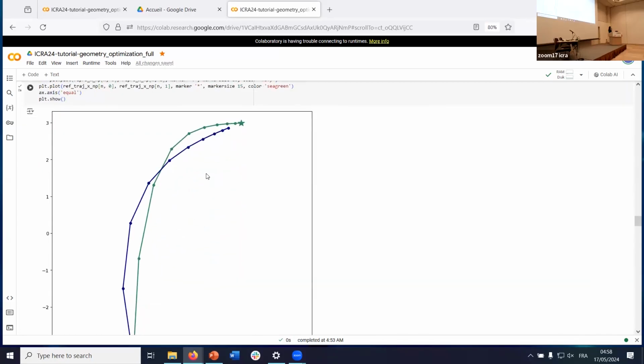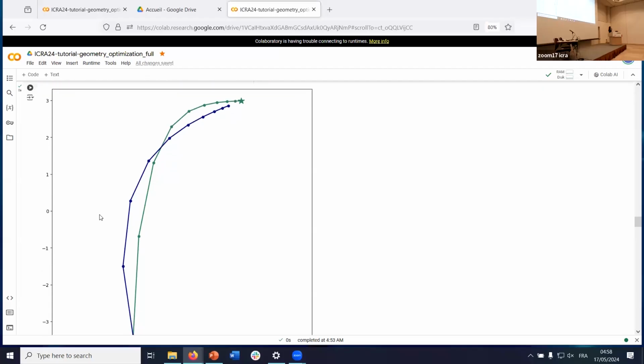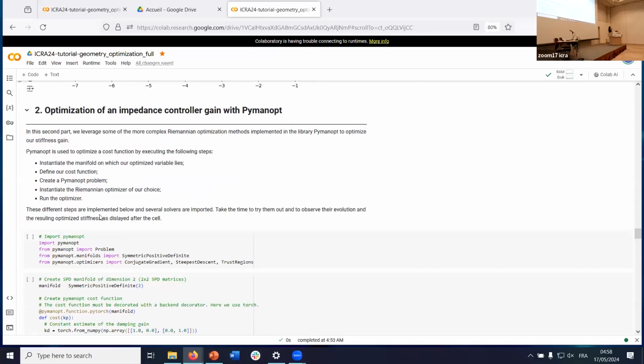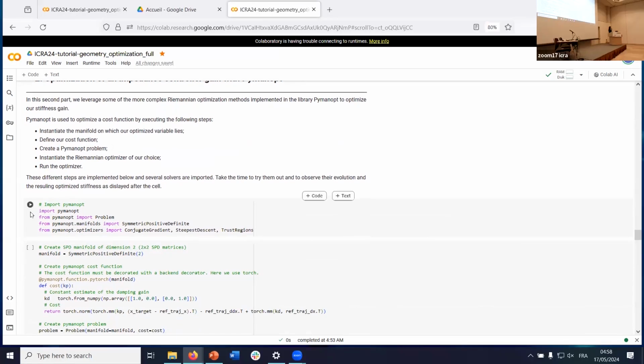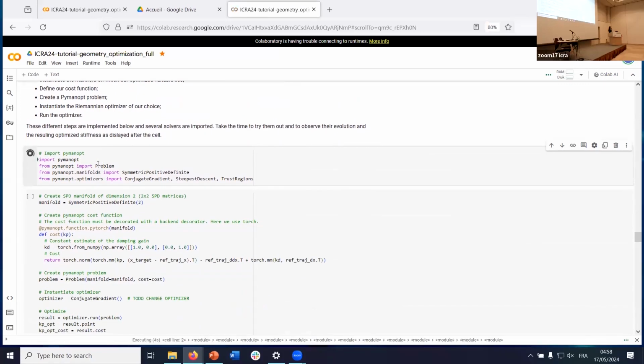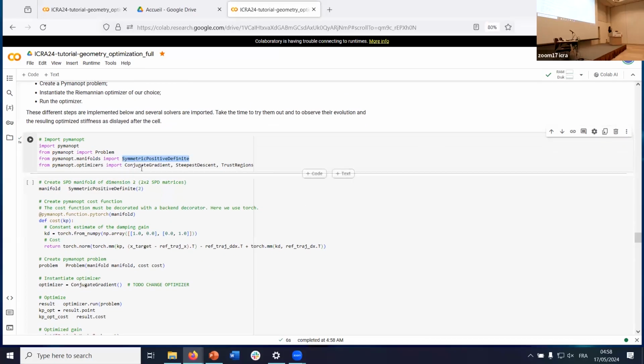Okay, so here is what we obtain when we have the stiffness gain found by our simple gradient descent algorithm. Now we want to do the same thing, but to show you a little bit how those optimization libraries work, here with PyManopt. So the first thing I'm doing is importing it. In PyManopt, when you define an optimization problem, you have to import this problem structure. Then we have a set of manifolds. Here I'm importing the manifold of interest for this problem, the symmetric positive definite one. And I'm importing a bunch of optimizers, which we can test in our case.